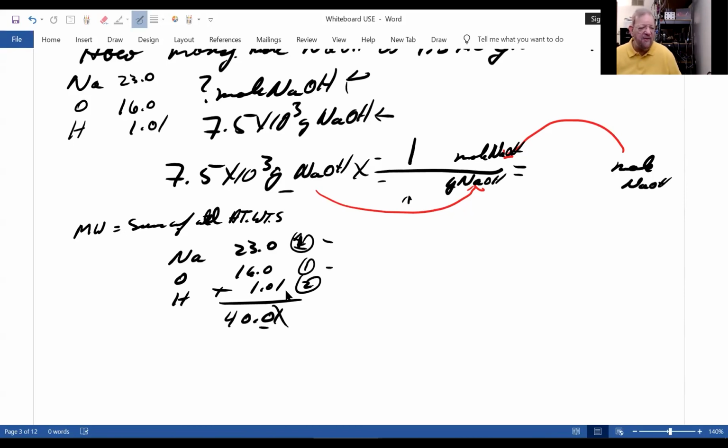So what's the molecular weight of sodium hydroxide? 40.0. I look at this and say, check units: grams of sodium hydroxide divided by grams. I'm left with the right units. Now I can go to my calculator.